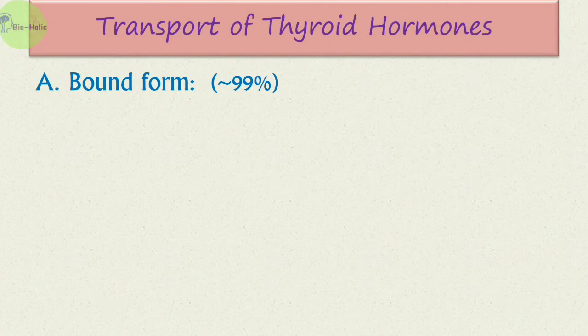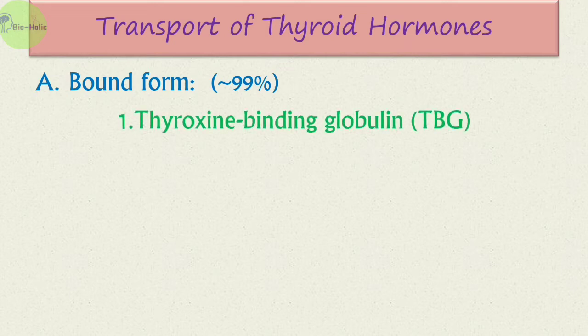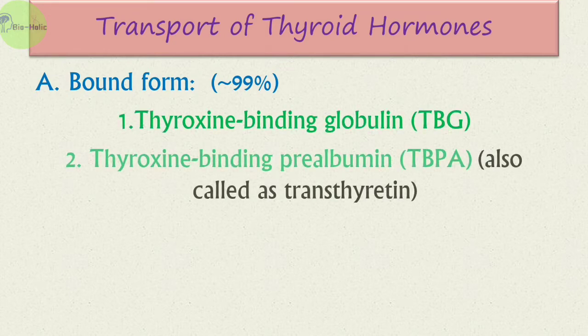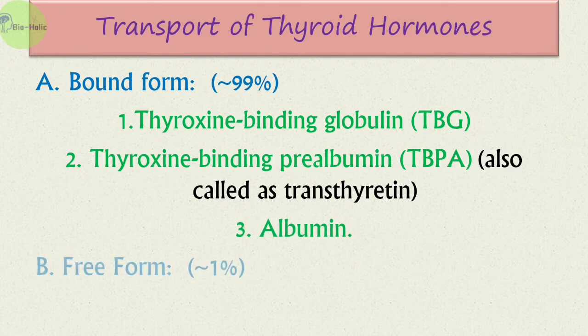About 99% of thyroid hormones are transported in bound form. The thyroxine binding globulin or TBG, thyroxine binding prealbumin or TBPA, also called transthyretin, and albumin help in their transportation. And only 1% of thyroid hormones are transported freely.